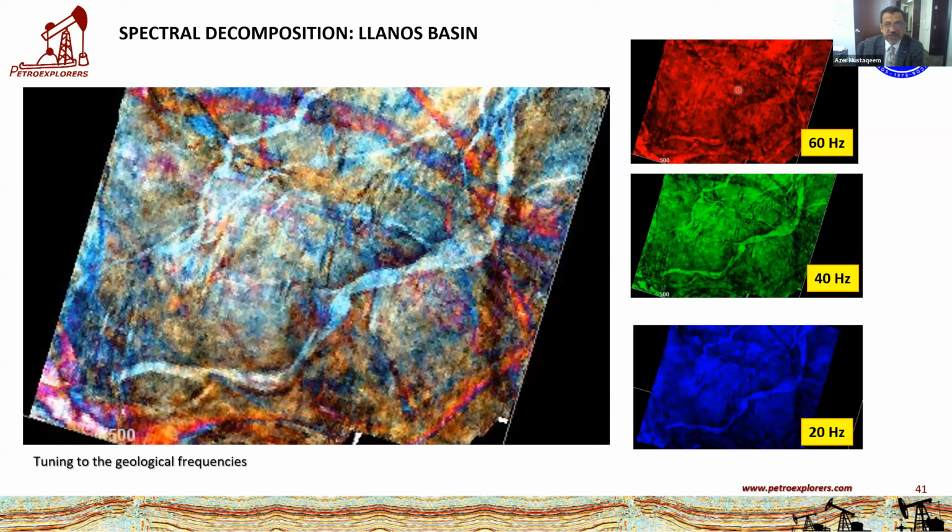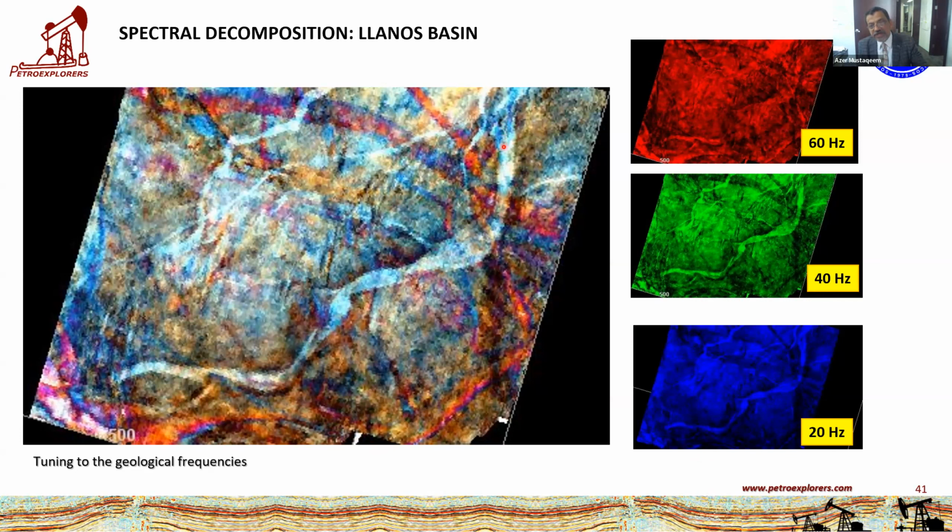hertz, and 60 hertz, with different colors, and combine them together to find if the channels are shining on each of the colors. So you are actually using 3 frequencies by decomposing the actual signal, and then combining them together to look at the geology, or more precisely, finding the tuning of each of the features.